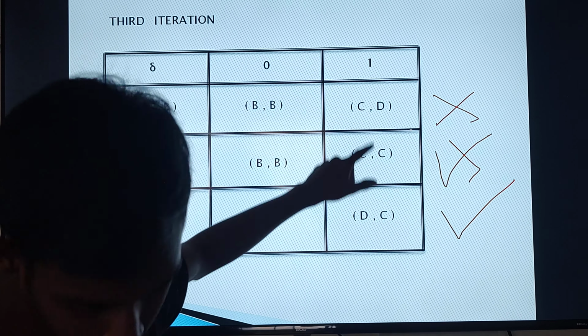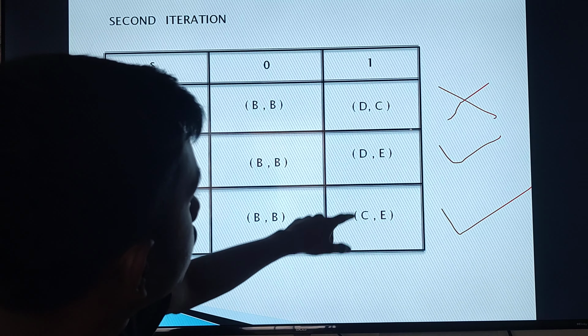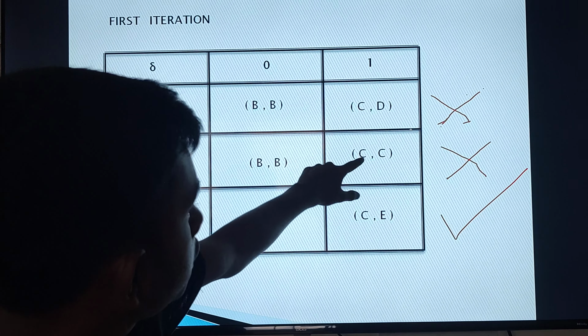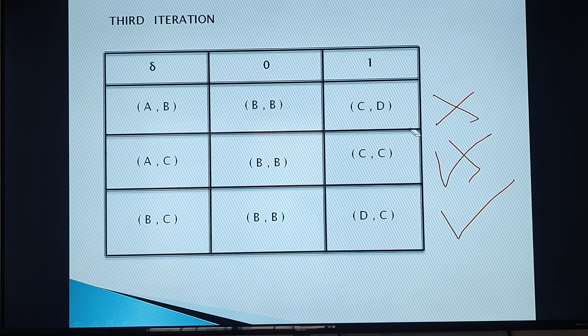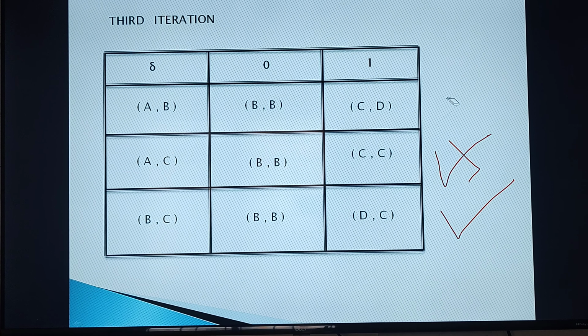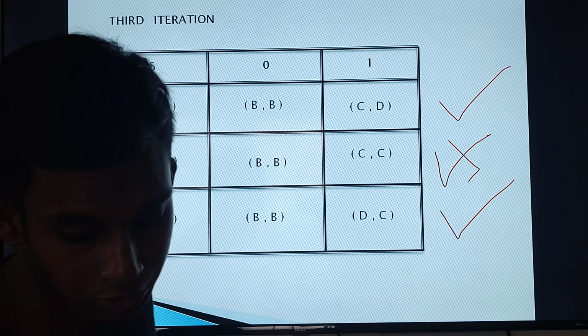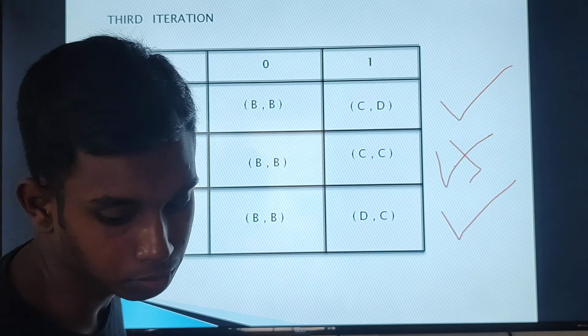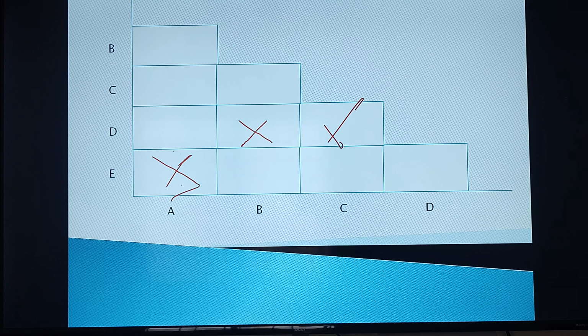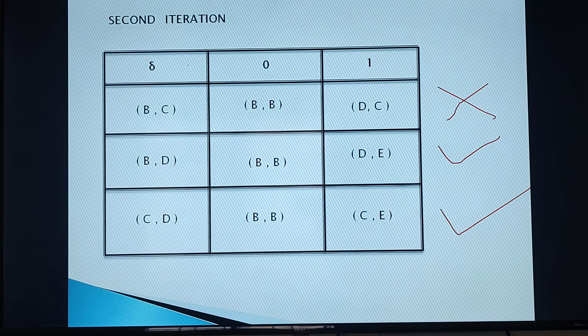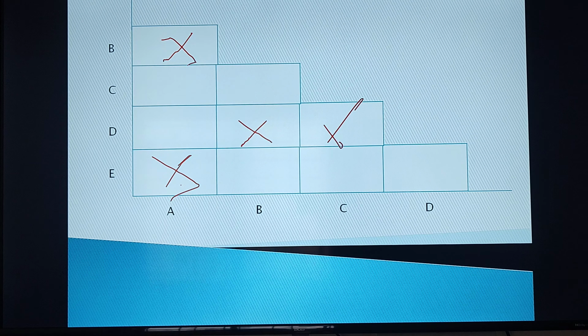Similarly, this also, because C comma D is also marked before. So mark A comma B and B comma C in the transition table.